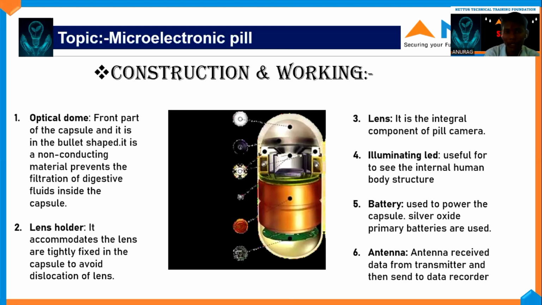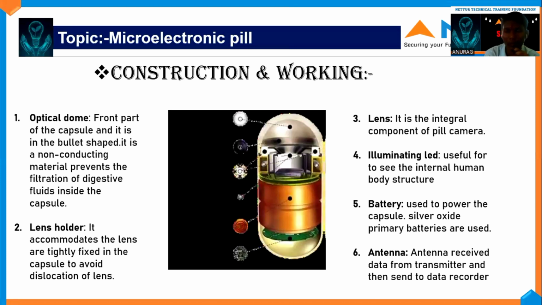The optical dome is the front part. It looks like a bullet shape. It helps with the filtration of the digestive fluids. The second is the lens holder. It accommodates the LED, with the help of the dislocation of the lens. The third is the lens. It is the integral component of the pill camera.